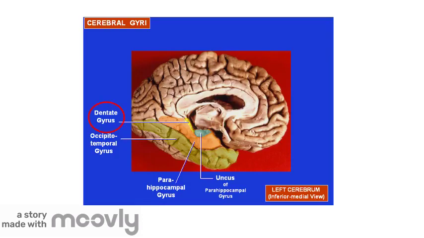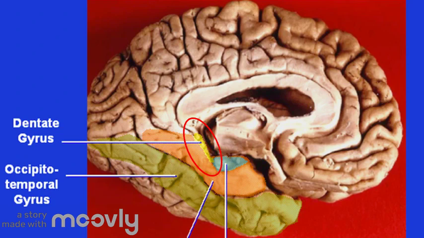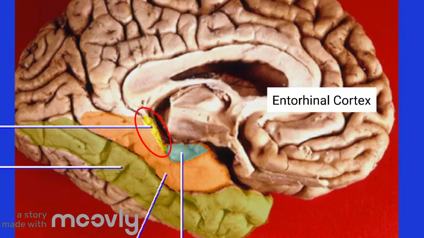Here we can see the dentate gyrus in a sagittal cut of the left cerebral hemisphere. Zooming in, we can see its location relative to the rest of the temporal lobe. Further, we can see its proximity to the entorhinal cortex. Information flows through the entorhinal cortex into the hippocampus, where it ends up in the dentate gyrus.